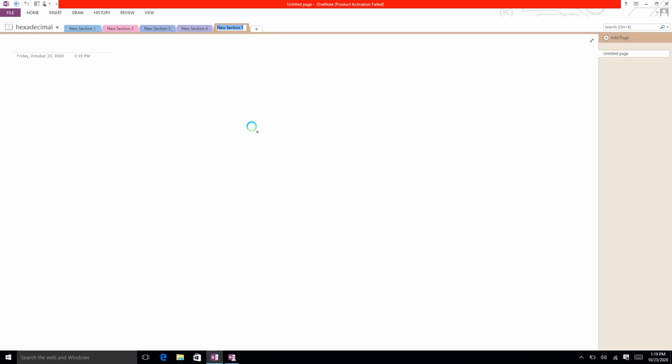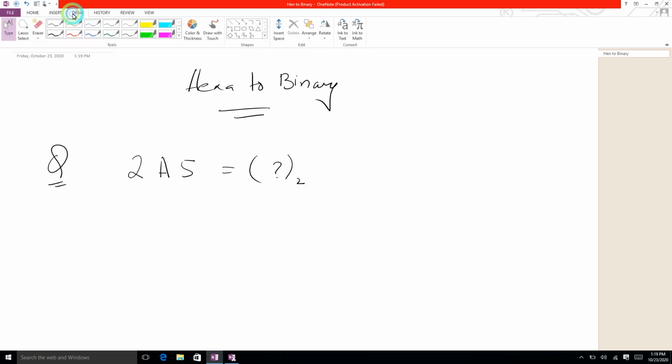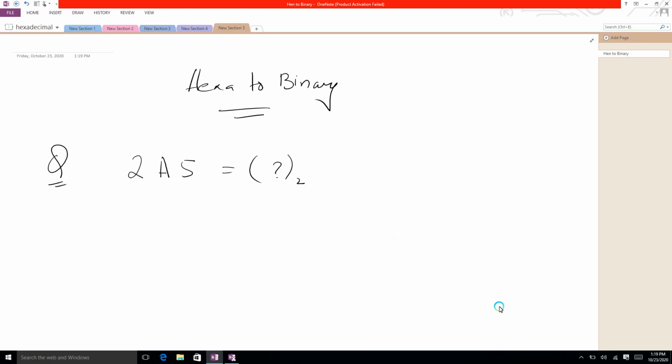Now I'm going to talk about hexa to binary, how we can convert one hexa value into a binary value. So that's also very simple. Let's take one simple example like 2A5. I have taken 3 different values. 2A5, this is hexa definitely. So now what I need is its equivalent in the form of binary. Okay, now I'm going to convert this to its binary equivalent.